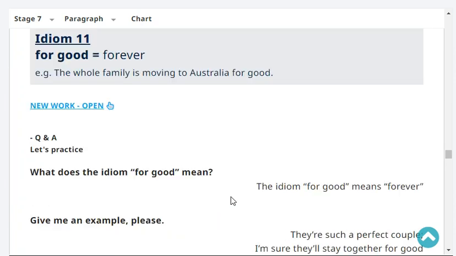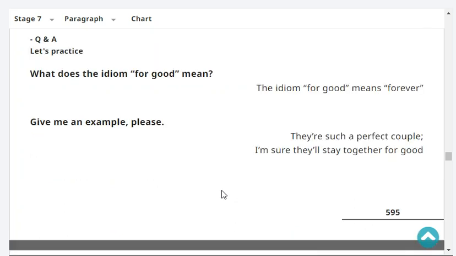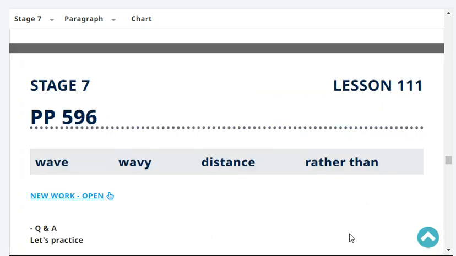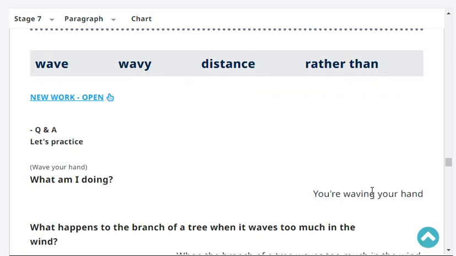What does the idiom for good mean? The idiom for good means forever. Give me an example, please. They are such a perfect couple. I'm sure they'll stay together for good. Very good.